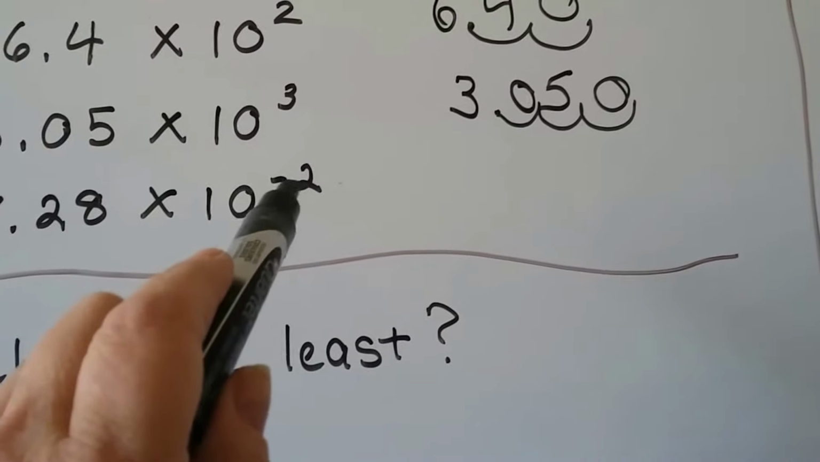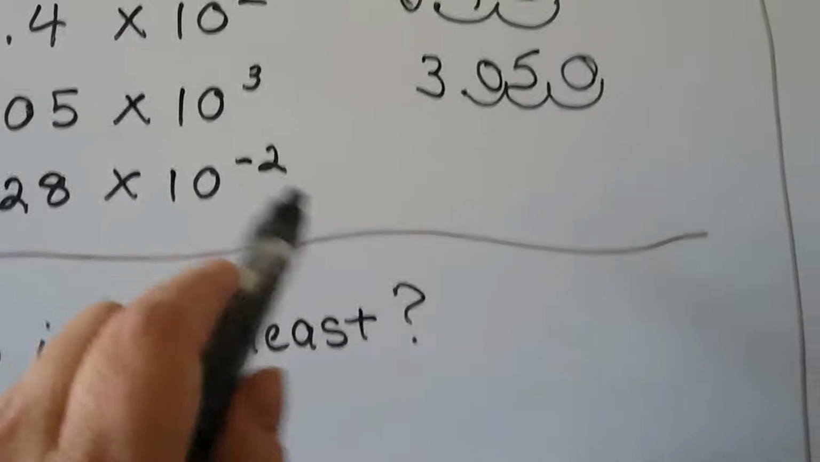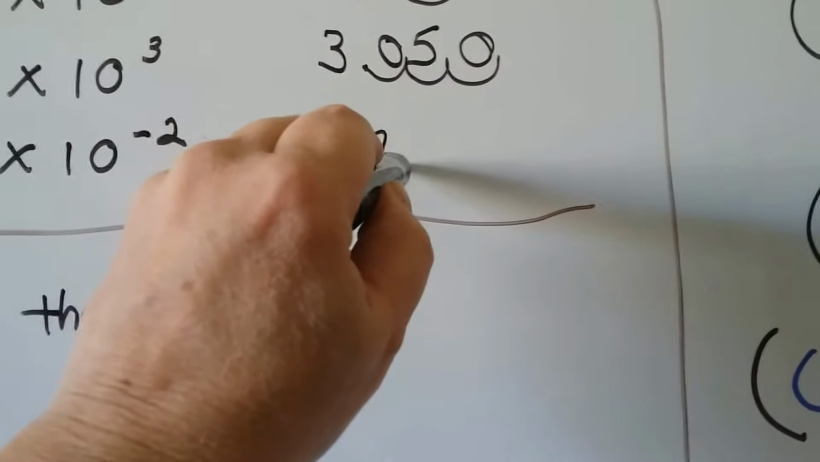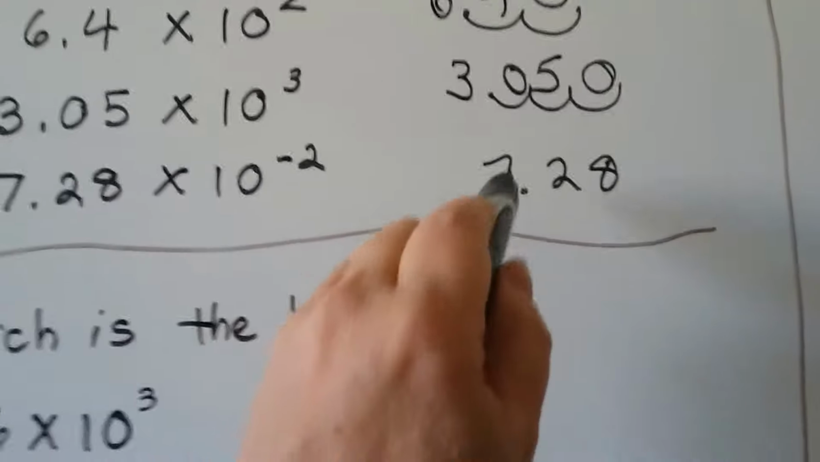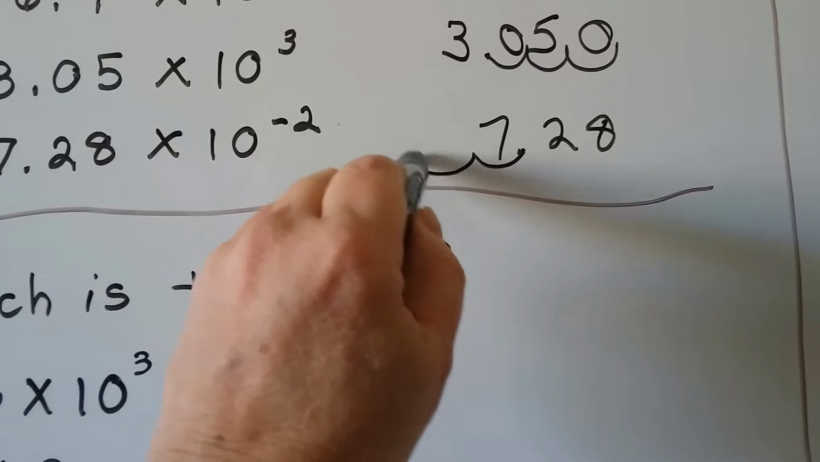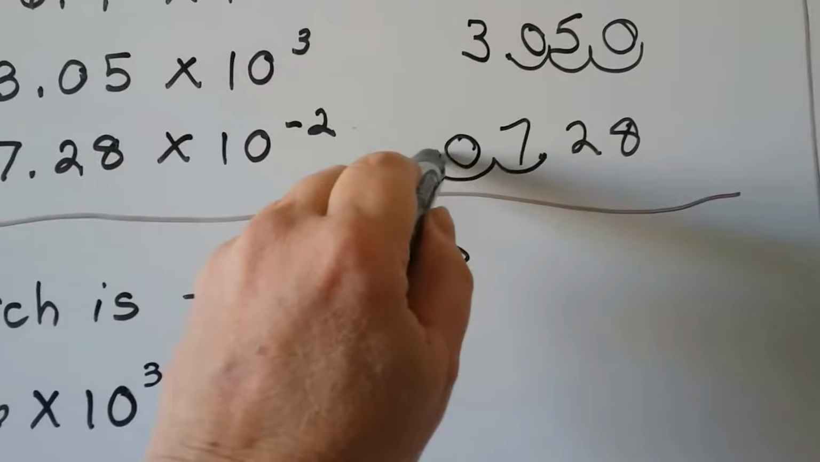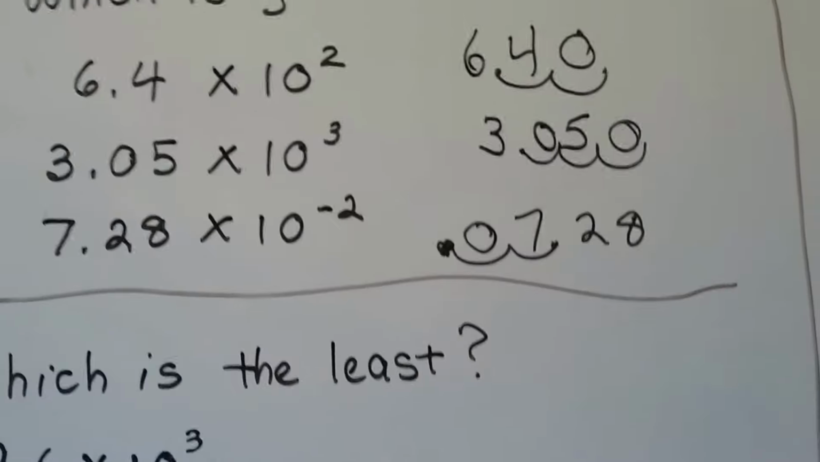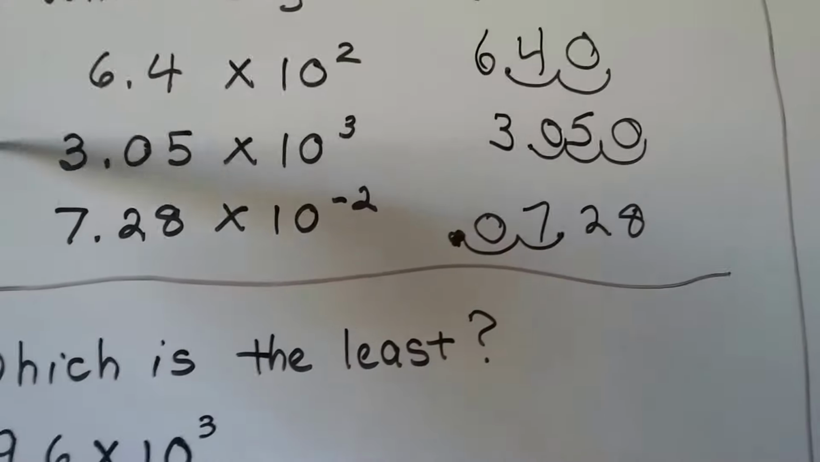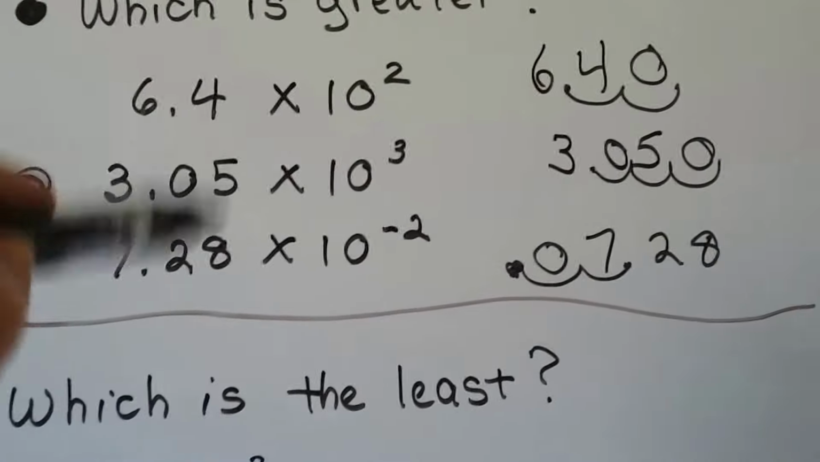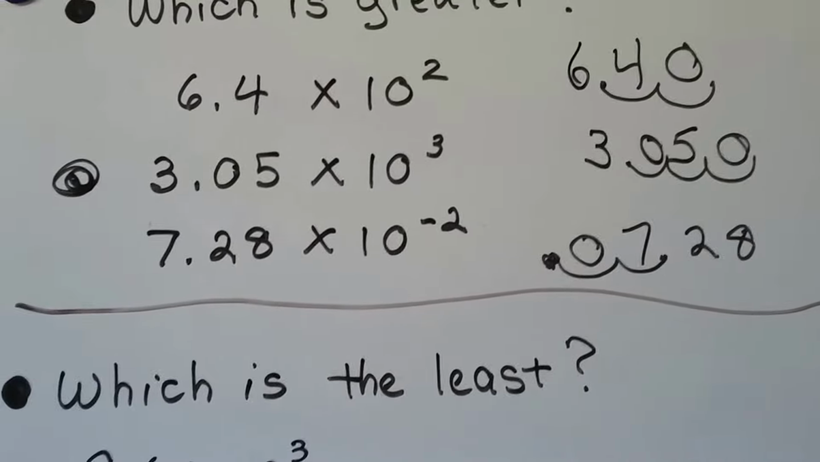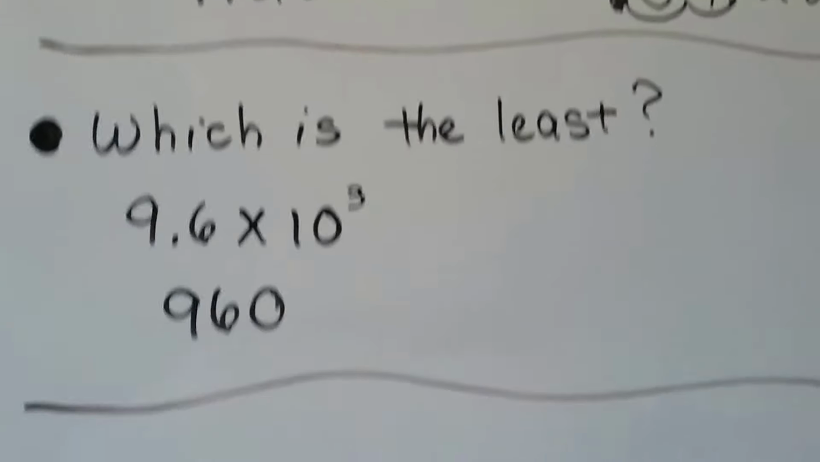7.28 times 10 to the negative second power, 7.28. Because it's to the negative second power, we've got to move the decimal the other way, 1, 2. Put a 0 as a placeholder. Now you can look at them and say, oh, this is the one that's bigger right here. That's the correct answer. See? So you're going to have to solve them and put them into standard notation. That's no biggie, all right? Which is the least?